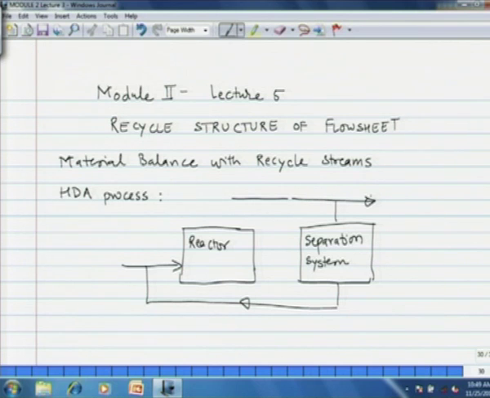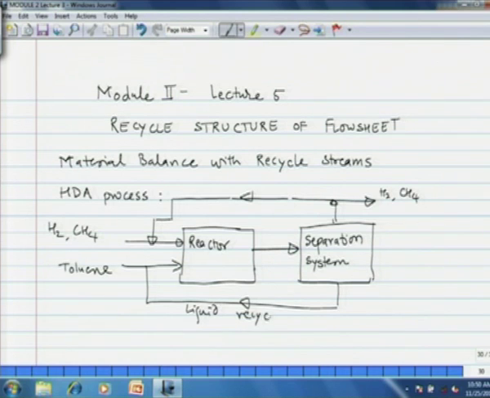We have already seen the decision under which we have to use recycle and purge system. So, the 2 feed streams to the reactor are hydrogen with impurity of methane, and toluene, and the reactor effluent goes to the separation system, which splits the effluent into 2 parts, the liquid phase and gas phase. The gas phase stream coming out of the separation system essentially is unreacted hydrogen with methane, and the liquid recycle stream is unconverted toluene.